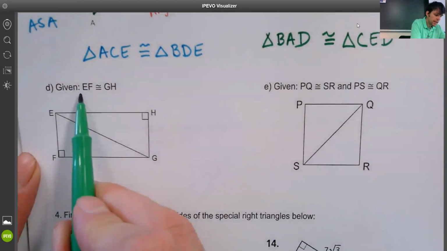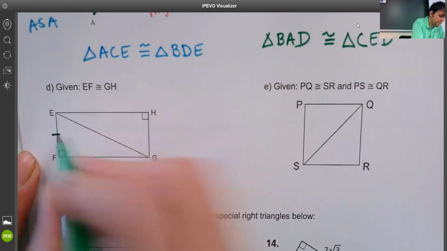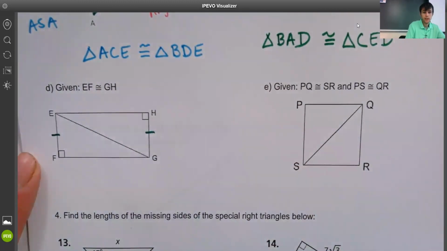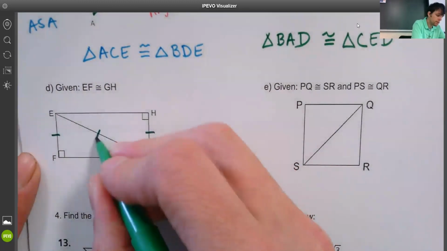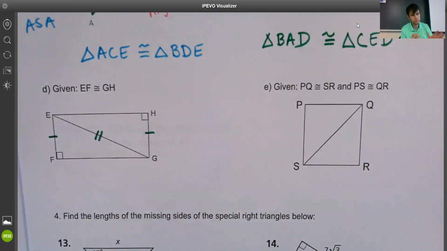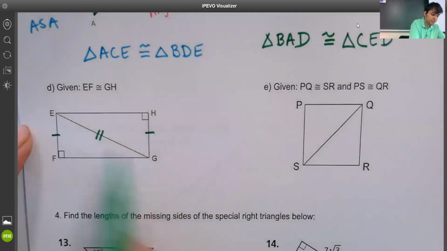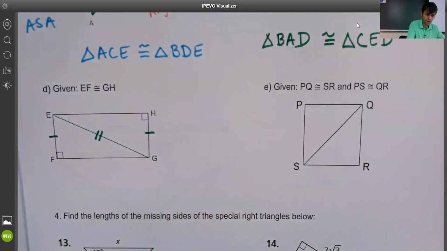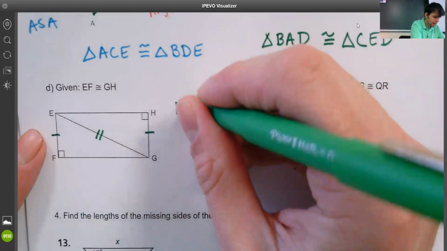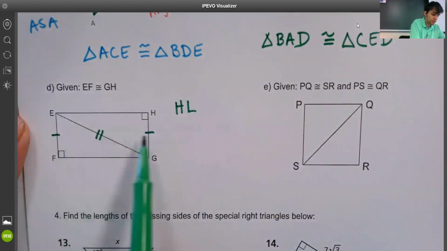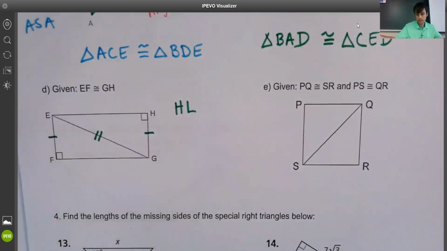Let's see. EF is congruent to GH. So those are congruent. And we also have a shared side in the middle. Remember shared sides, right? Make sure we keep that in mind. And we've already got enough here. This one is actually pretty fast. The hypotenuses, the sides across from the right angle, they are congruent. And the legs, EH is a leg, HG is a leg. We can use hypotenuse leg.